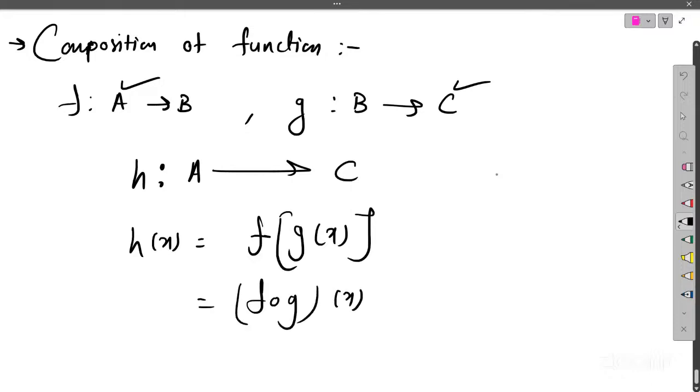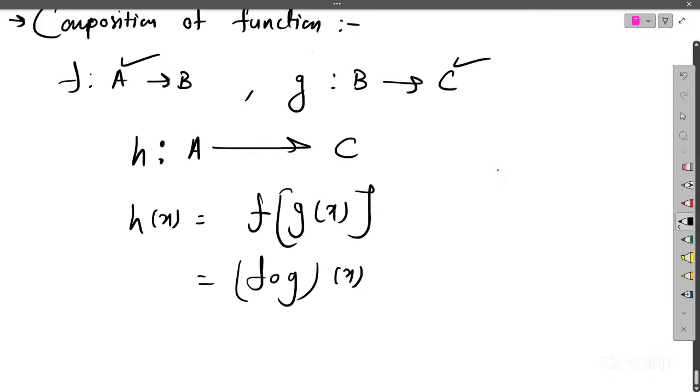This is called the composition of two functions. That means we are applying the functions one by one. I first apply function g, then I apply the function f on that output. So the first input is x, then we get g of x, and then we get f of g of x. So f is applied on g of x. Such kinds of functions are known as the composition of two functions.